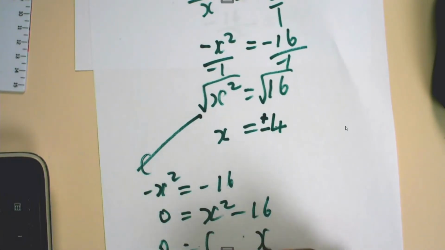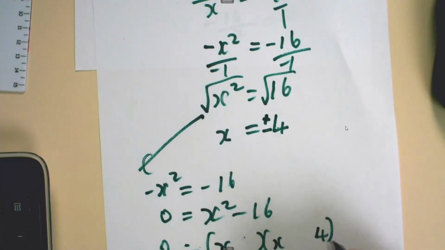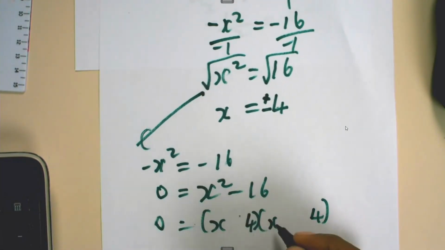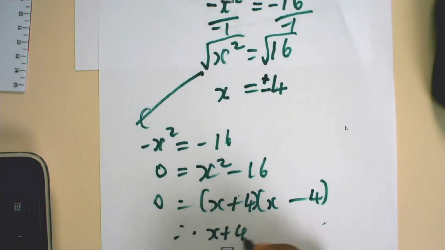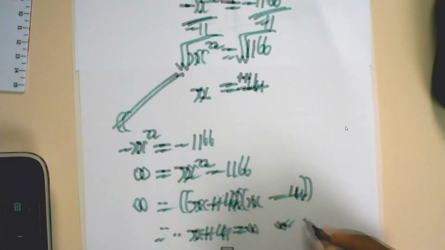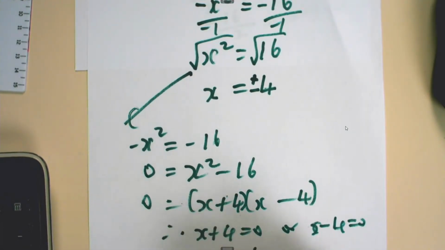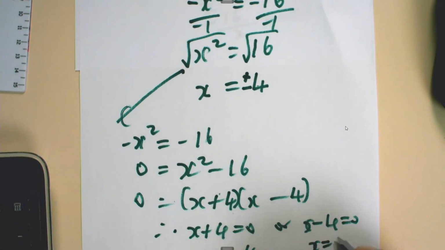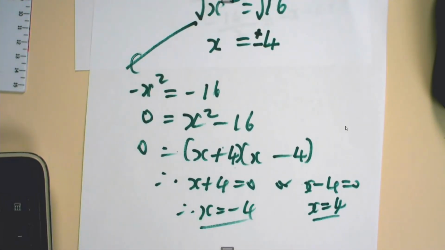Then we've got this difference of two squares. x times x, factors of 16, it's 4 times 4. The one positive, the other negative. Therefore, you remember that x plus 4 is equal to 0, or x minus 4 is equal to 0. Therefore, x is equal to minus 4, or x is equal to 4. These are the two answers that we are talking about.